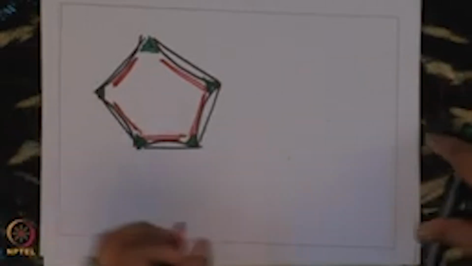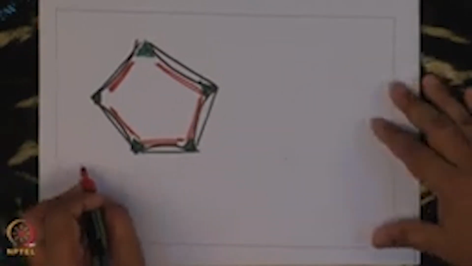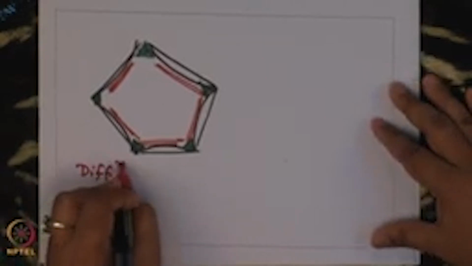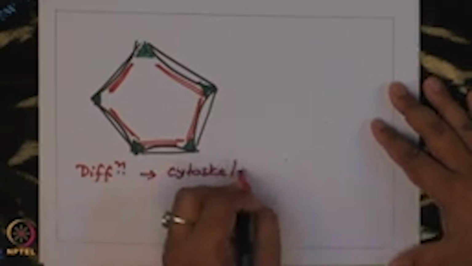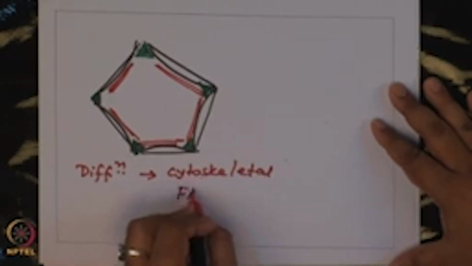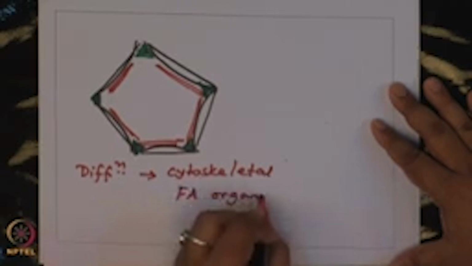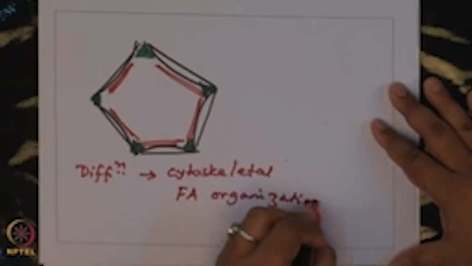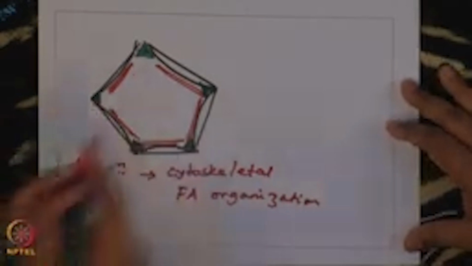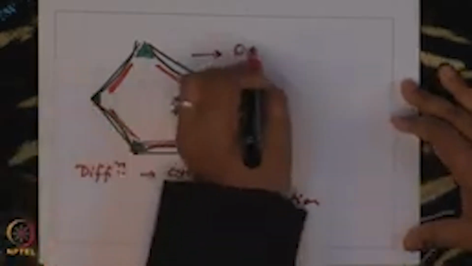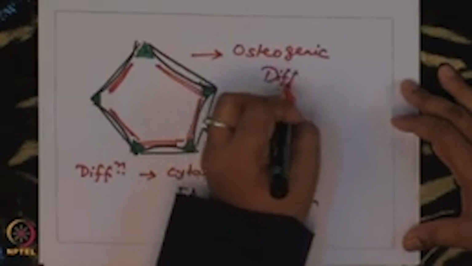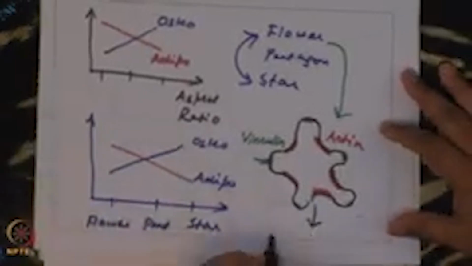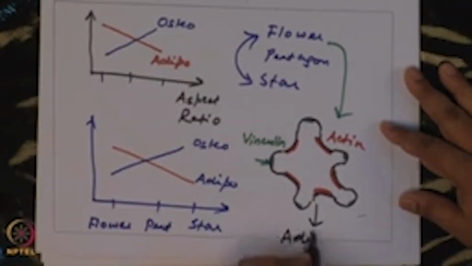Okay. So, what you see is the differentiation is associated with cytoskeletal and focal adhesion organization. So, on the star where there was more amount of stress fibers, this induced an osteogenic differentiation. While on the flower, you had an increased precedence of adipogenic differentiation.